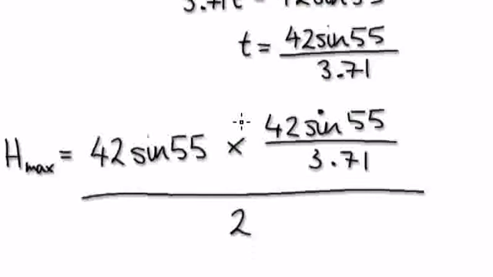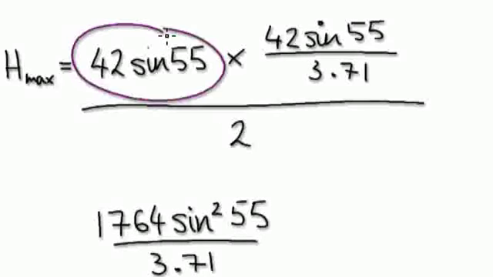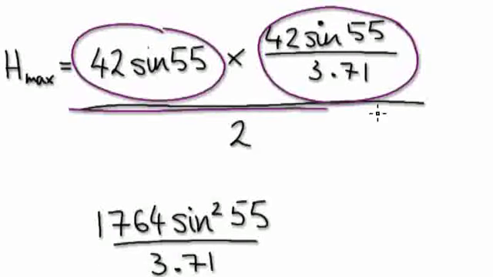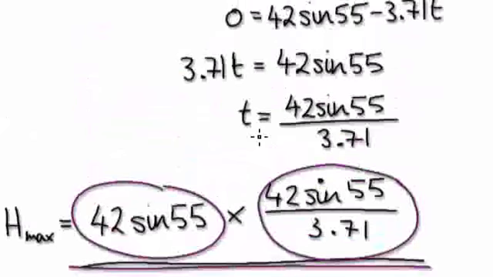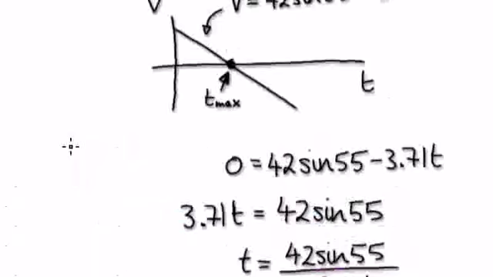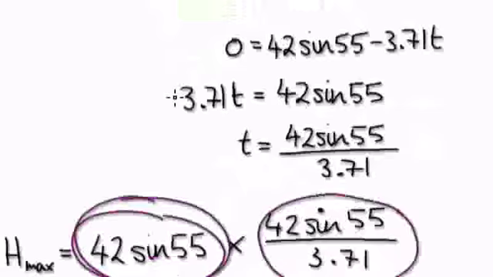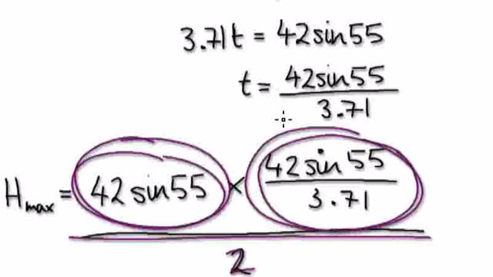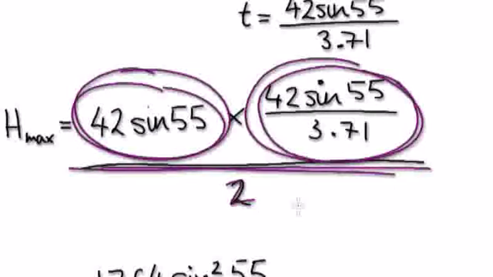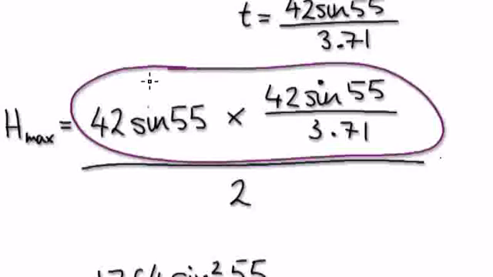So the actual maximum height is given by this here times the time it takes to get to the maximum height, and then divide the whole lot by 2. Remember, this bit here is this height here, and this bit here is this bit here, and then we've got to divide it by 2. At the moment, it looks quite ugly. So let's just concentrate on this bit. Let's tidy this bit up.